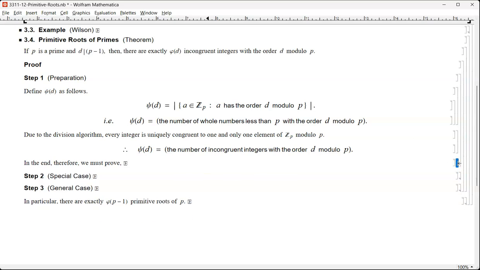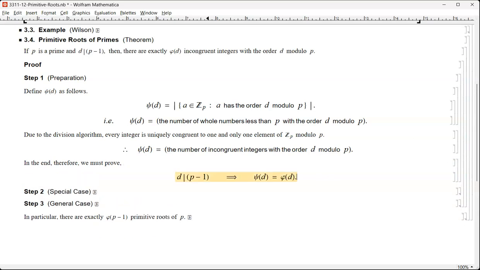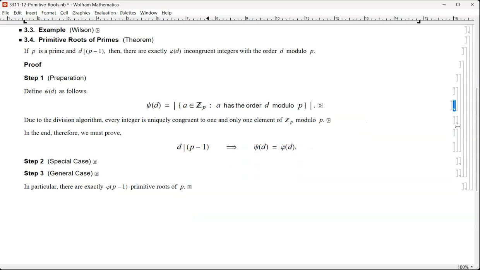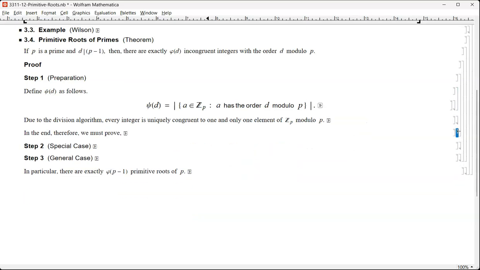So in other words, this is what you have to prove. Psi of d is the same as phi of d if d divides p minus 1. You see? That's the condition. So that's what we have to prove. Okay, how are you going to prove it?